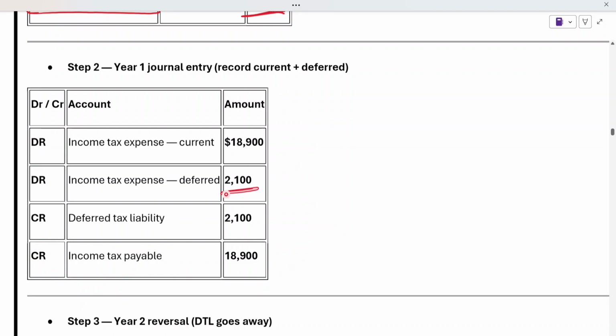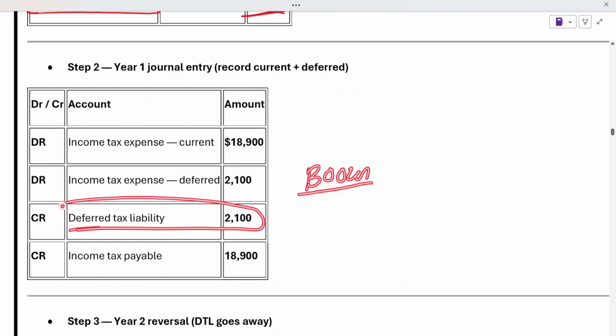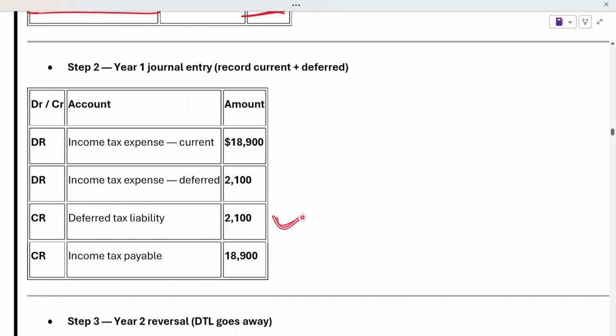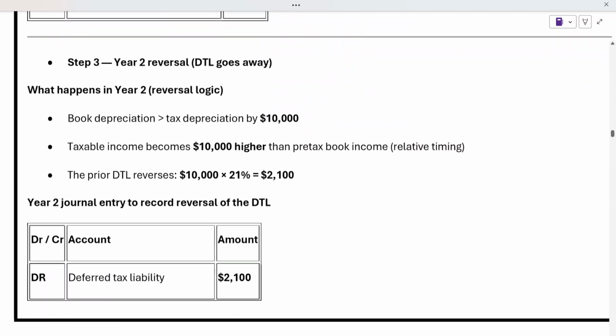Now what about this 2,100? You will simply say these are also my income tax expense, but these are my deferred income tax expense of 2,100, and this will go into your books of accounts entry. But at the same time you can say I need to write it in my liability as well, because I will be paying this amount in future, I will be paying these taxes in future. So this became credited to deferred tax liability, and this became income tax expense, which is deferred, on the debit side. Okay, now let's come to year 2.